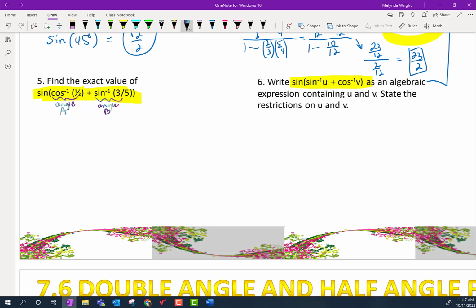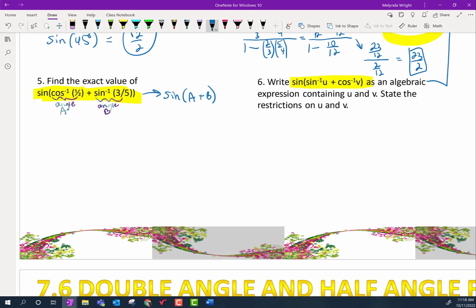The reason I'm doing this is because this is going to turn into sine of A plus B. That's why I named those angles A and B, so that I could get my sine of A plus B.